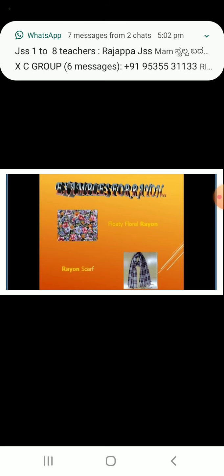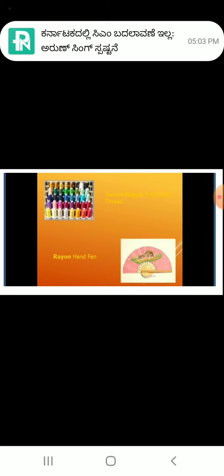In the pictures you can see examples of rayon, that is a floaty floral rayon. The picture is not that clear. And a rayon scarf, I think everybody has seen this rayon scarf. And viscose rayon embroidery thread. In some industries they use this embroidery thread. It has a shining nature. This is also a rayon hand fan, which we see in our day-to-day life.